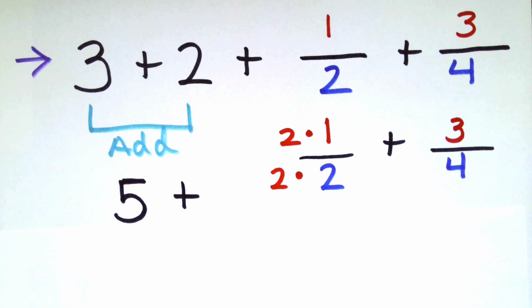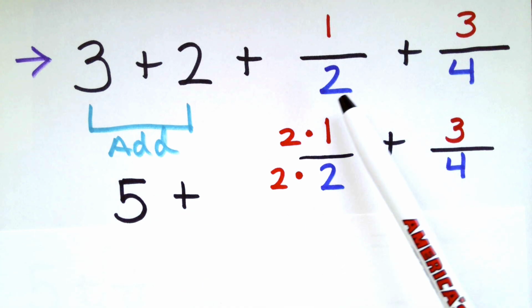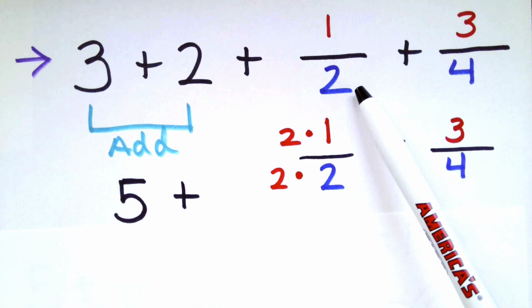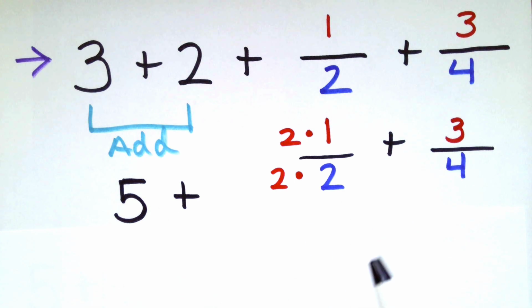Okay, so you can see here the 3 plus the 2, add them together, you get 5. Plus, plus. Now the 1/2, I need to convert that 2 into a 4. What I do to the bottom, I've got to do to the top. So 2 times 2 is 4. 2 times 1 is 2. So now I have 2/4 plus 3/4. The bottom numbers are the same: 4. 2 plus 3 equals 5/4. So I have 5 plus an improper fraction, 5/4.